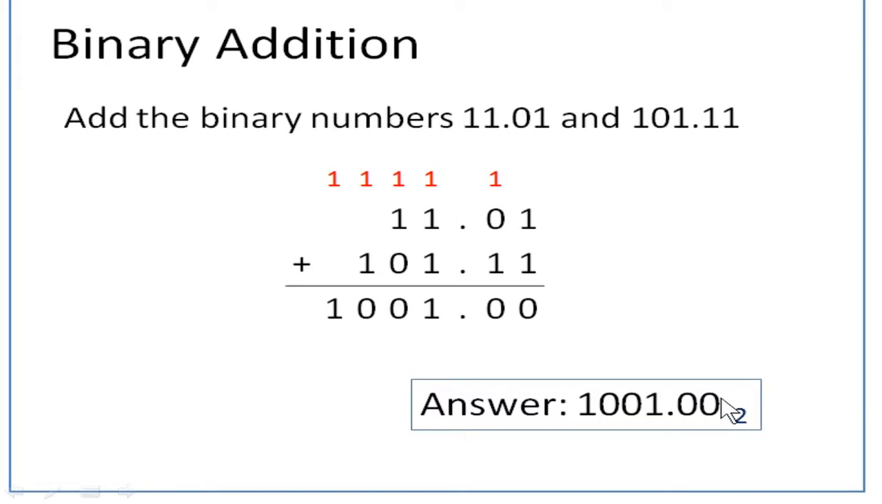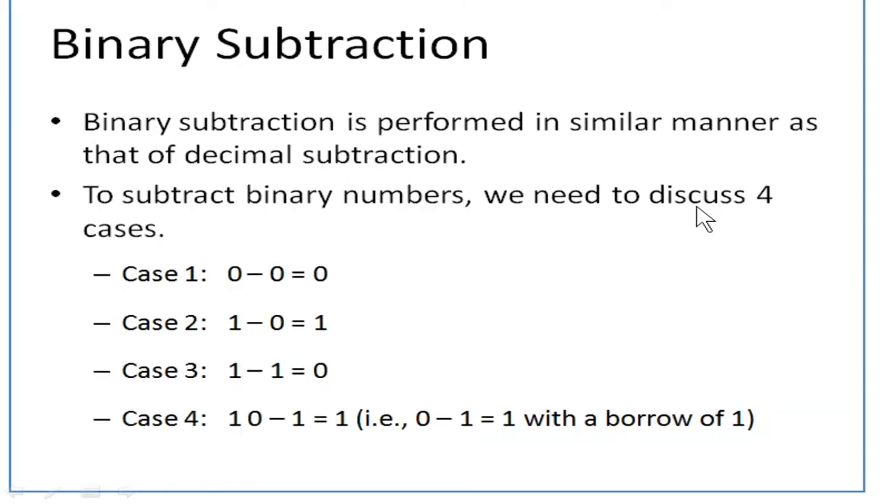Since you don't have any value for 00, it is not necessary to write it, but since it is a binary fraction value, you can write it as it is. So 1001.00 is the answer for the binary fraction addition.